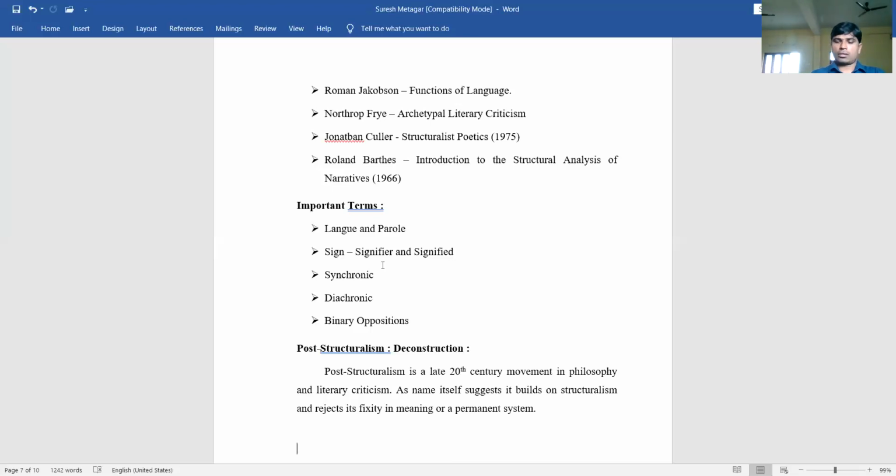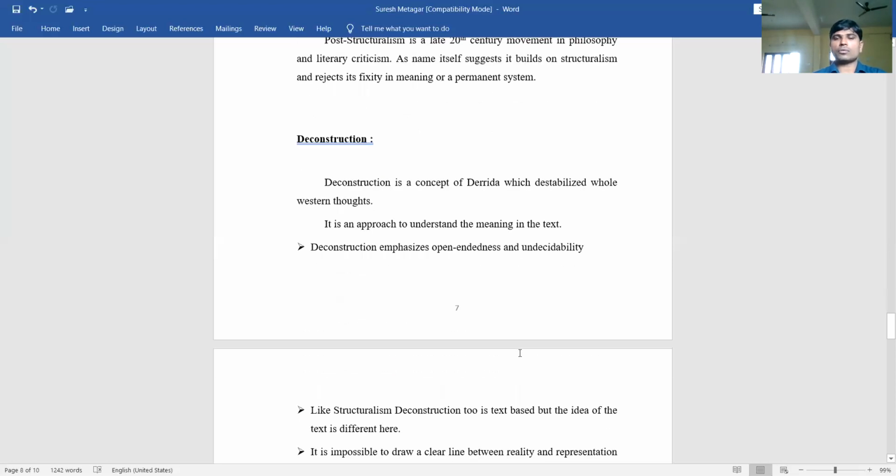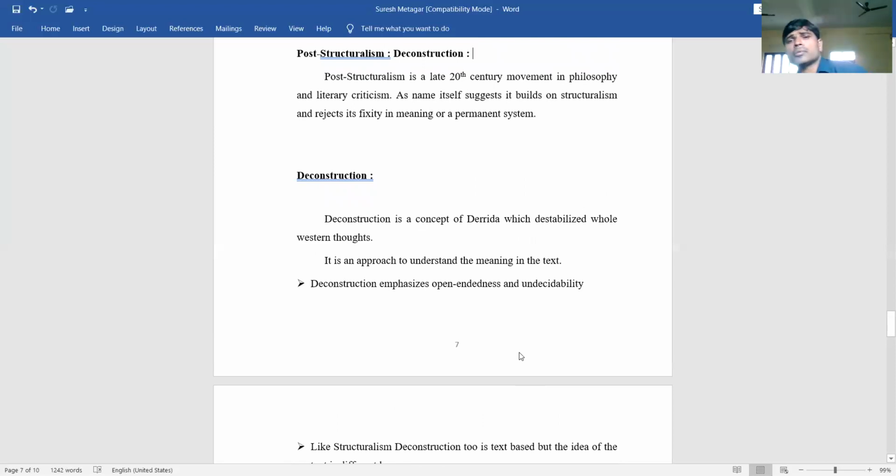That's what they say. Then let us move to post-structuralism. That is a very important concept which changed Western thinking completely, and it made a revolution in the academic section of the world. Post-structuralism is a late 20th century movement. It started in the 1970s. As the name itself suggests, it builds on structuralism and rejects its fixity. They accept certain structuralist features like sign, signifier and signified, but they say that there is no permanent signified, or no fixed structure to give fixed meaning to a language or literature.